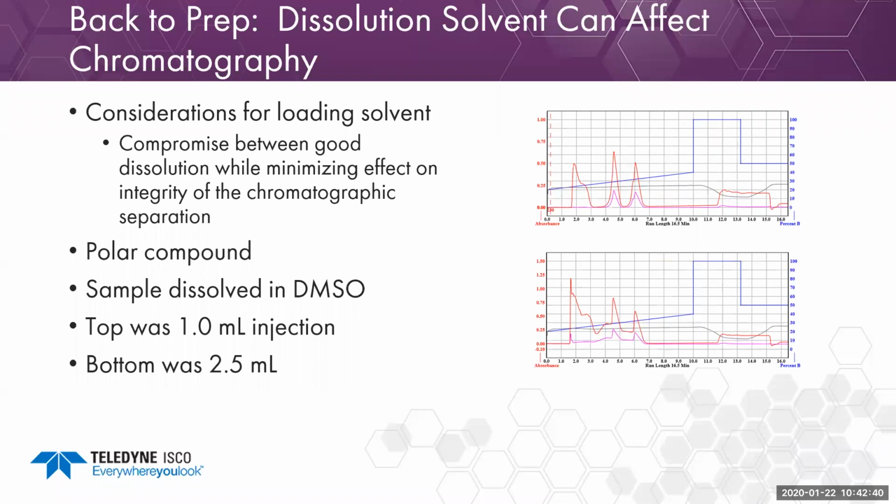And we did the same injection, at the same concentration, but 2.5 milliliters of it. You start to see that we get peak fronting. Peak 2, where we had resolution with the 1 milliliter injection, starts to get peak fronting and poor separation as we increase the injection. So we've maxed out how much we can load onto the column with this method.